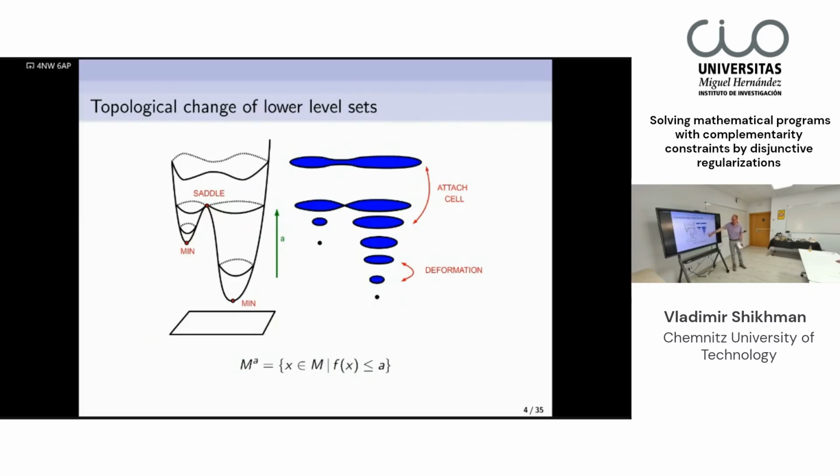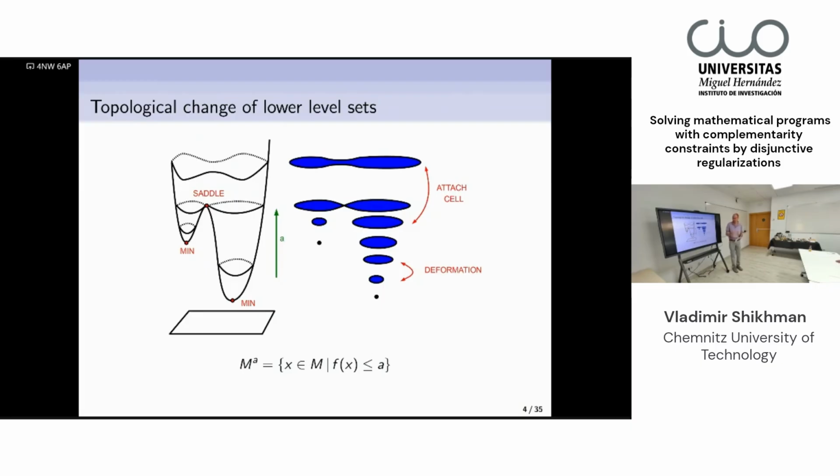Because if you let the level of the lower level set grow, first you see that this minimum is born. One component is born. It's blue not by chance. Imagine it's water pouring into the landscape. That's why I put it blue. Think of water. The water goes into the nearest valley. The lake grows. At some point, you reach this level and another lake appears. So that's why it's a minimum.